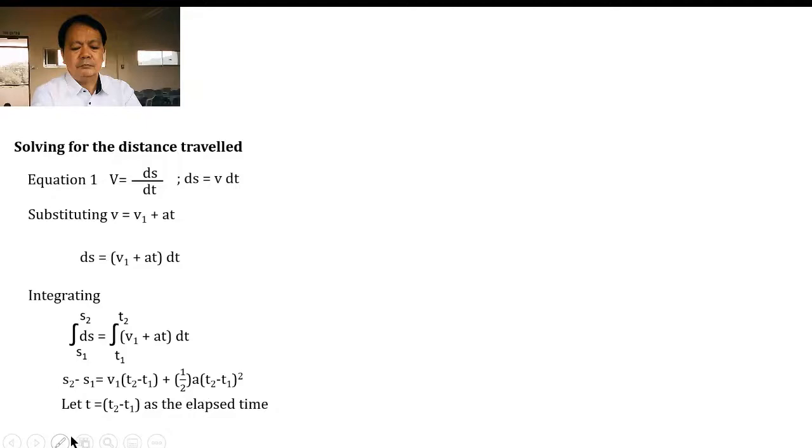therefore our equation becomes s sub 2 minus s sub 1 shall be equal to v sub 1 t plus 1/2 of a t square. Again, if we substitute s sub 2 minus s sub 1 as the displacement, that equation becomes s as a displacement, representing the difference between s sub 2 minus s sub 1, shall be equal to v sub 1 t plus 1/2 a t square.